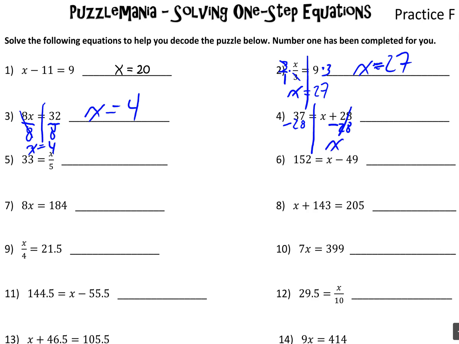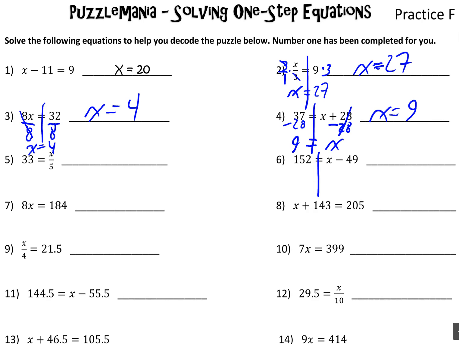That leaves me with x equals, and 37 minus 28. All right, so 37 minus 28 is 9. And so x equals 9. So we've done a division, we've done a multiplication, and then there's an addition. So next I'll do a subtraction problem.